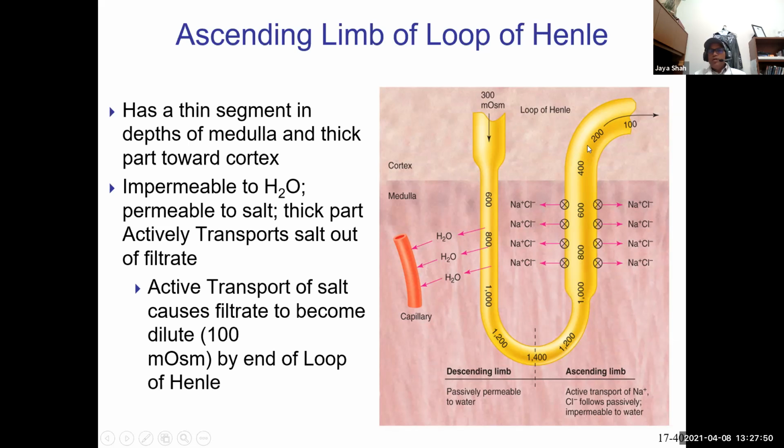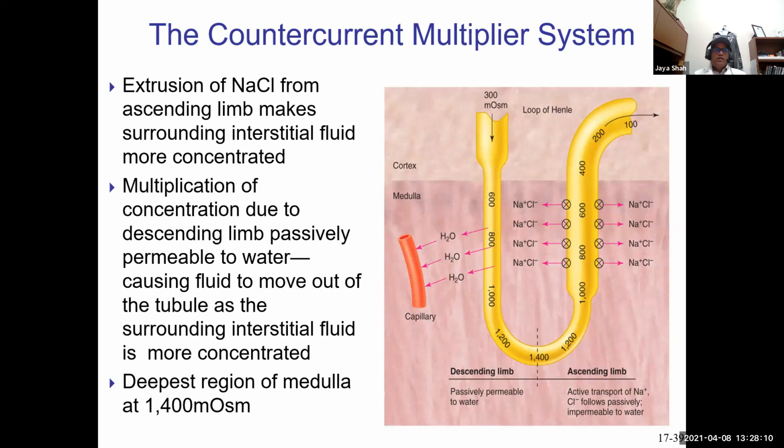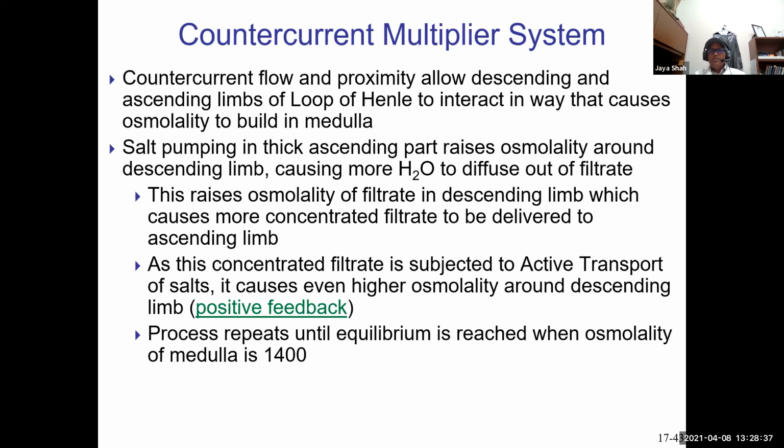By the time it exits the ascending limb, you see, it reaches about isotonic. But later, by the time it reaches the distal convoluted tubule and collecting duct, there is hypotonic fluid compared to the interstitium or your blood, okay? So this is called the countercurrent multiplier system. Extrusion of sodium chloride from the ascending limb makes the surrounding interstitial fluid more concentrated, and the descending limb, passively permeable to water, causes fluid to move out of the tubule as the surrounding interstitial fluid is more concentrated. That's why the deepest region of the medulla is around 1400 milliosmoles. Okay, and this is a positive feedback mechanism.